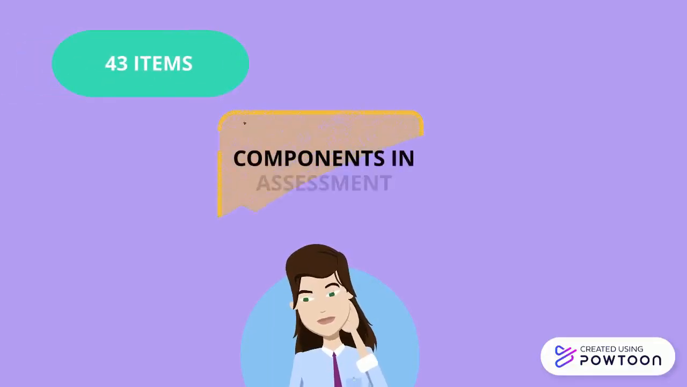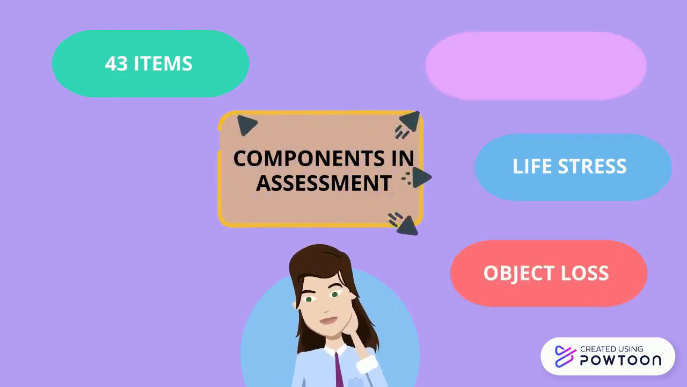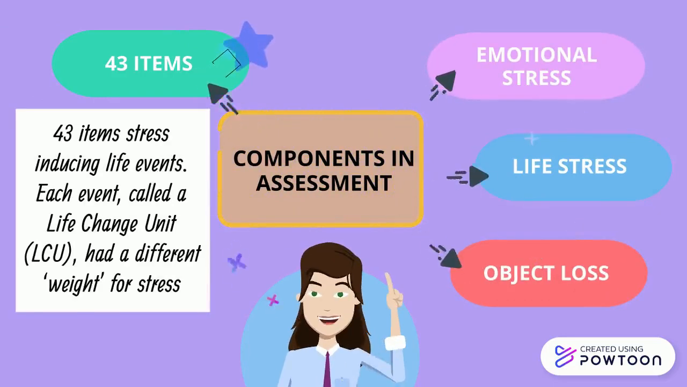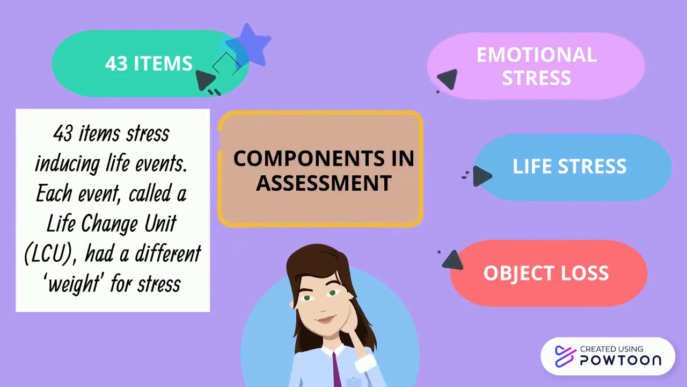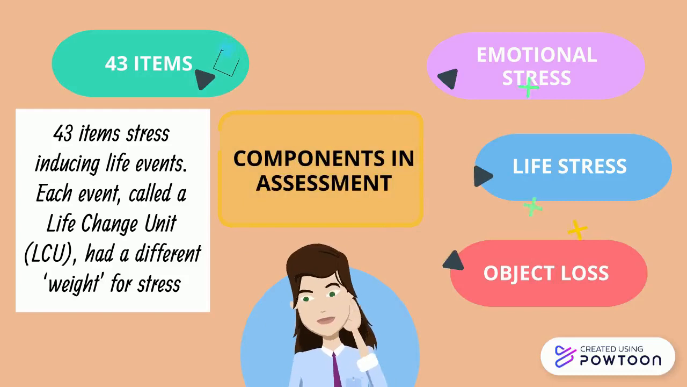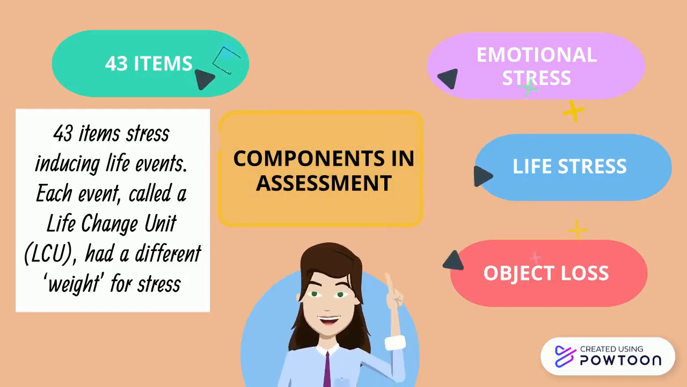This assessment has 43 items, in which the components assessed are life stress, outside loss, emotional stress, and the 43-item stress-inducing life events. Each event is called a life change unit, which has a different weight for stress.